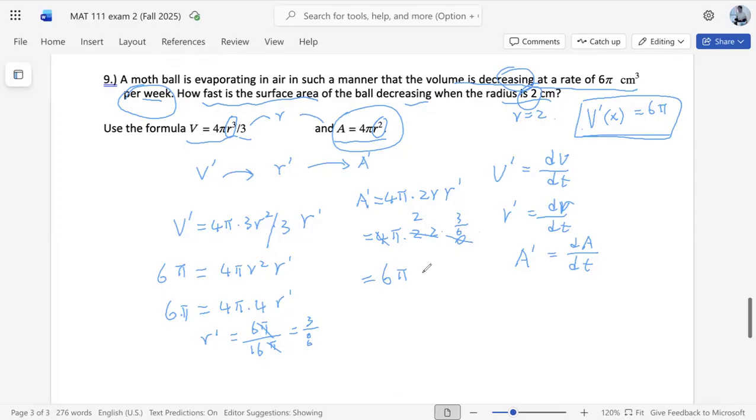If I did make a calculation wrong, let me know. But that's how we find it. We go through R, the radius, right? So V prime, the rate of change of the volume, is given, and through that we find the rate of change of the radius, and through that we find the rate of change of the surface area. So the surface area is decreasing at 6 pi per week. Or 6 pi, this should be cm squared per week, right?